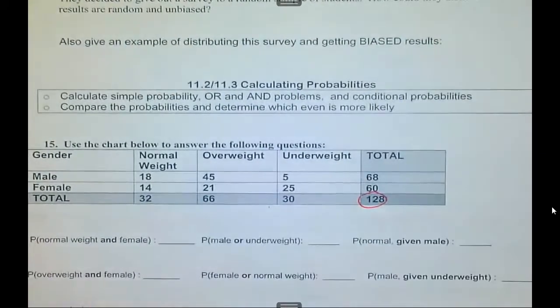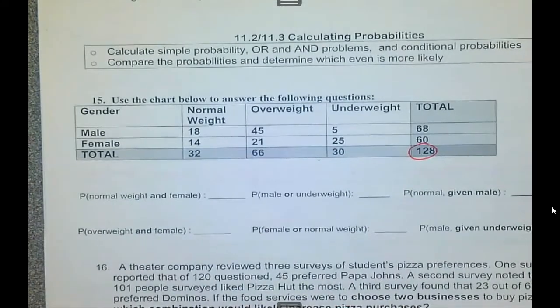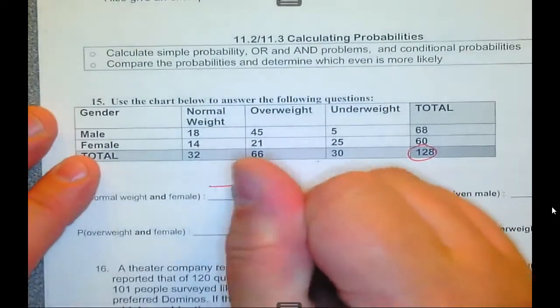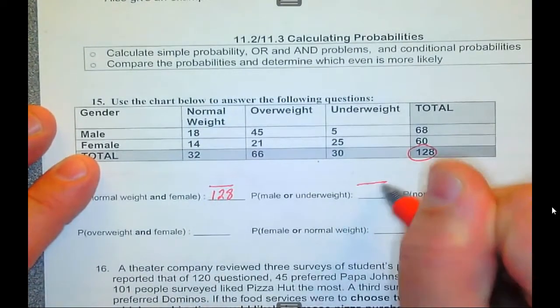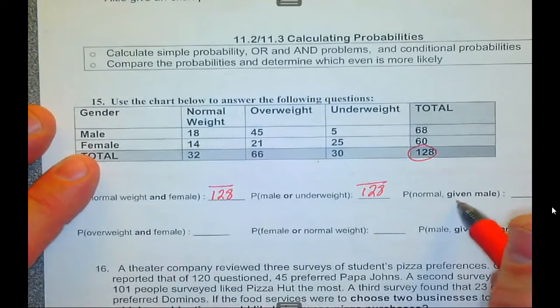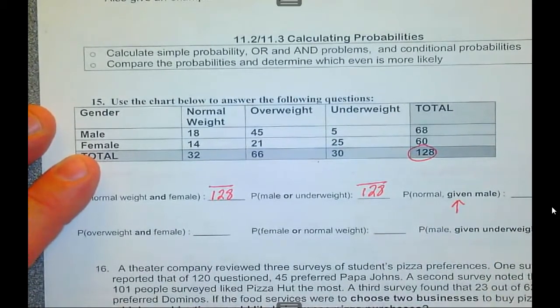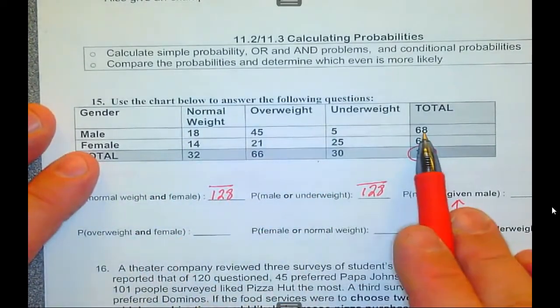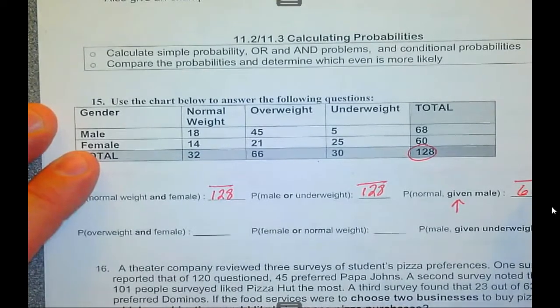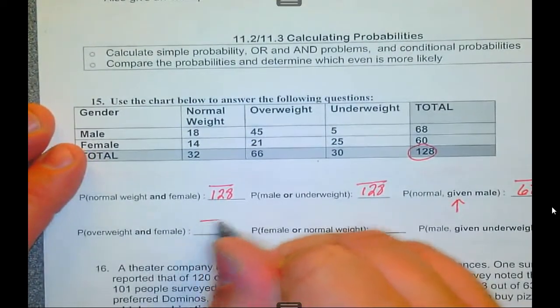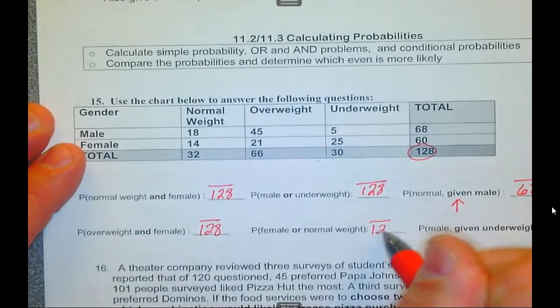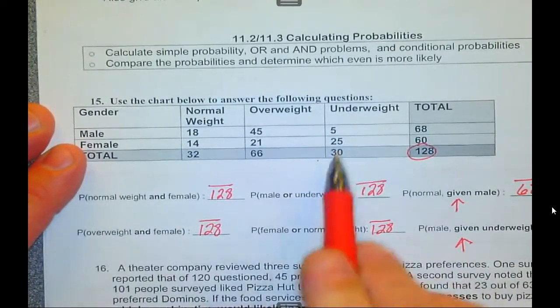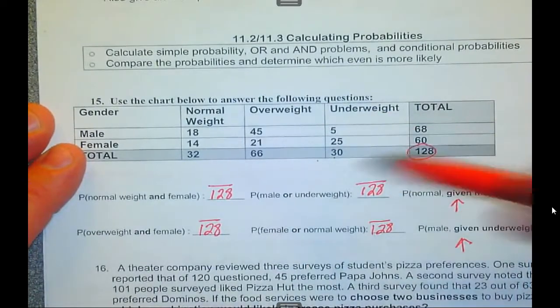Okay. Calculating. The important thing here, with conditional probability, your total's always going to be the denominator. 128, 128, except for that word given. That becomes your new denominator. Given male. Well, where's our males? 68. Okay. 128. Here's a given, underweight. 30. Because I've got to go down.